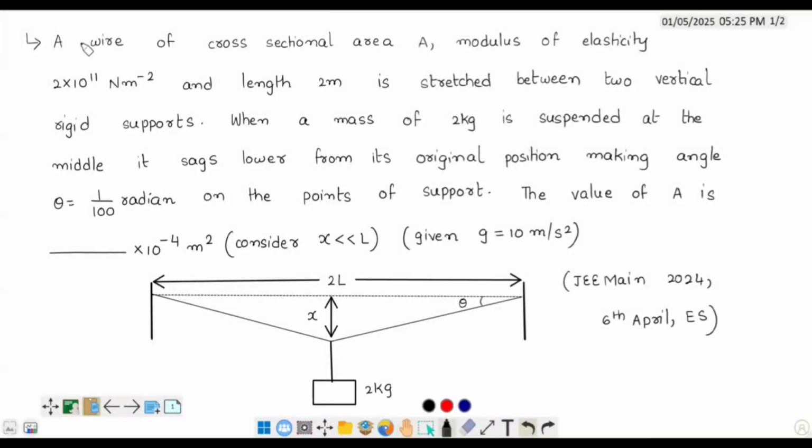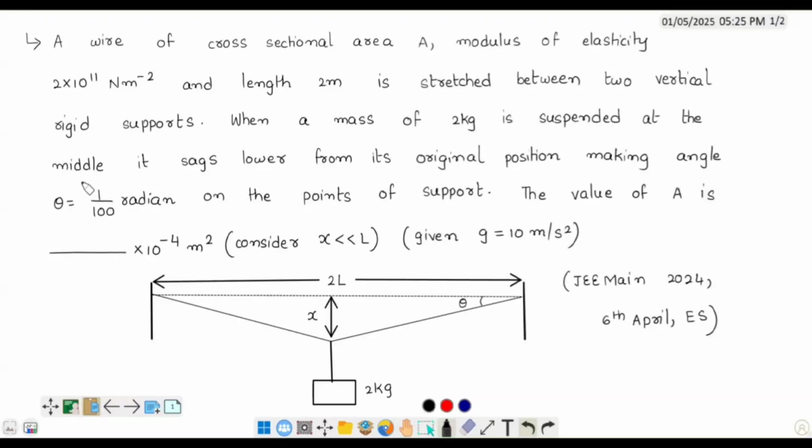Hello student, the question says a wire of cross-sectional area A, modulus of elasticity 2 into 10 power 11 Newton per meter square and length 2 meter is stretched between two vertical rigid supports. When a mass of 2 kg is suspended at the middle, it sags lower from its original position, making an angle theta equals 1 by 100 radian at the points of the support. The value of A is.